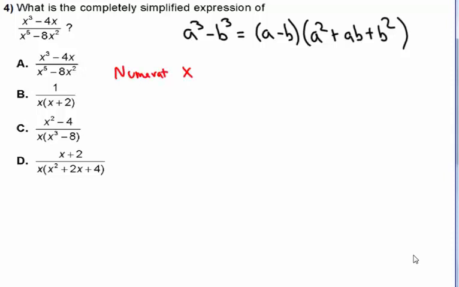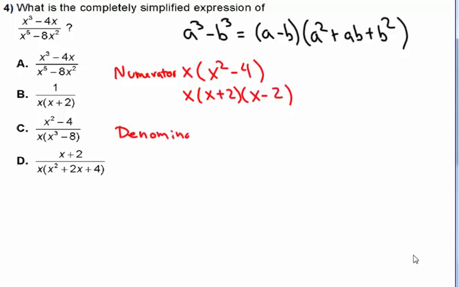So to start off with, we're just going to look at the numerator and get it factored. So hopefully you realize that there is an x as a GCF. So now we've got x squared minus 4. So now that factors to x plus 2 times x minus 2. Alright, so now we need to take a look at our denominator.